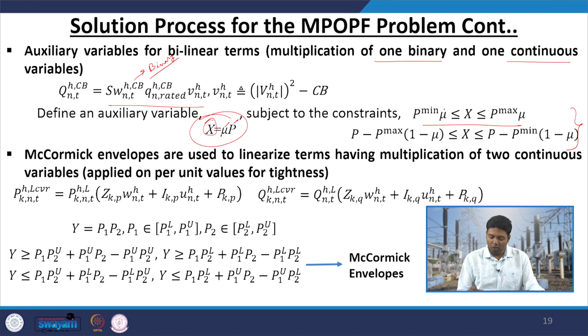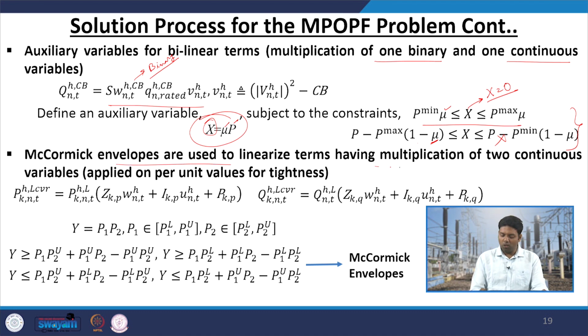If your mu is 1, then x will be within p min to p max, and in this constraint if you put mu equals 1, then your x equals p, right? But if your mu is 0, at that time your x will become 0, less than or equal to 0, greater than or equal to 0. That means x equals 0. And here if you put that, then again it becomes p minus p max, p minus p min. That does not mean anything, because you already fixed your x to be equal to 0. So, that shows how you can represent the bilinear terms as a linear equivalent.